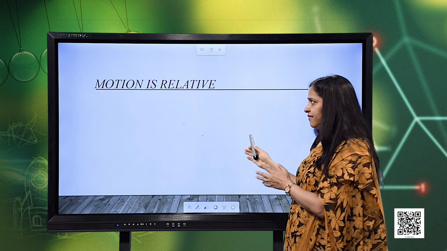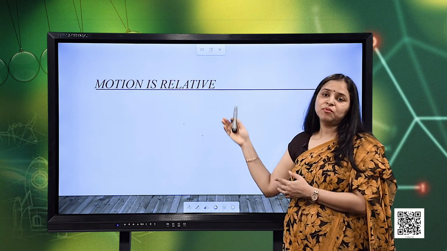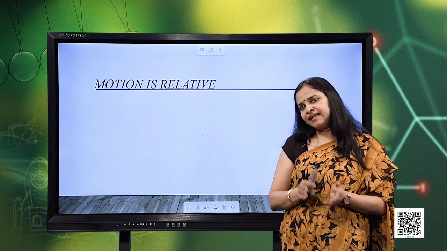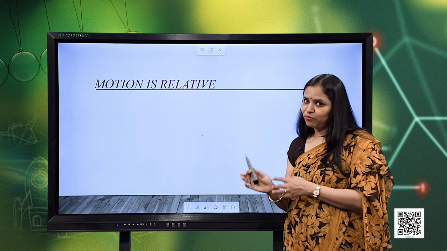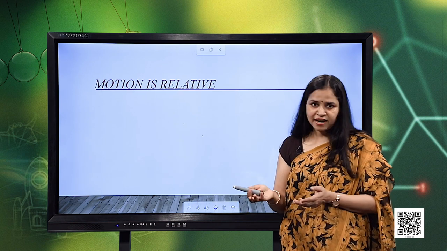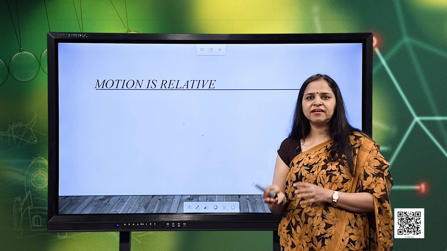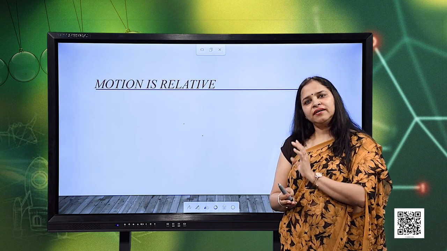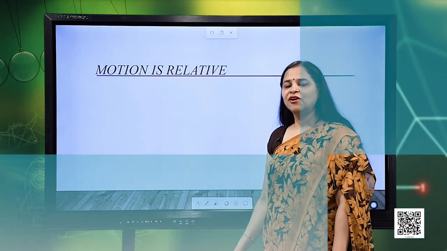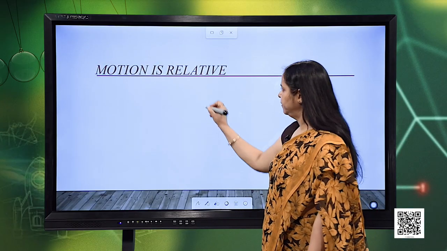Now let's see how motion is relative. I mean to say that nothing is at ultimate rest or at ultimate motion. Motion is always relative with respect to its surroundings, whatever reference we have taken. For this I consider one more example.